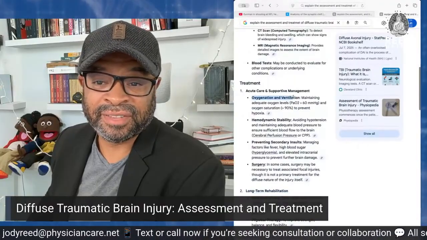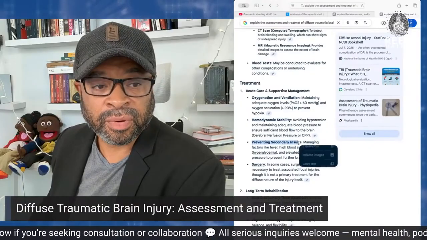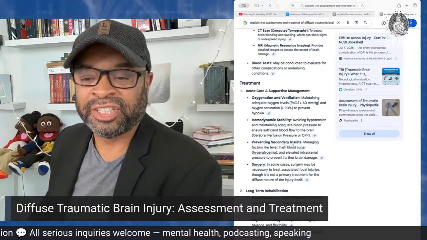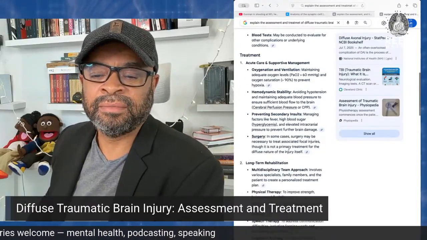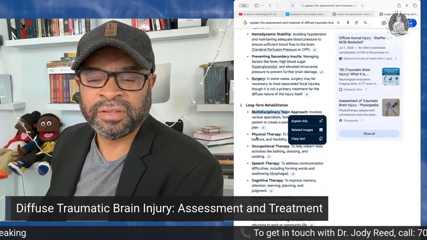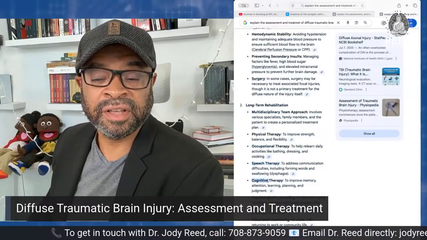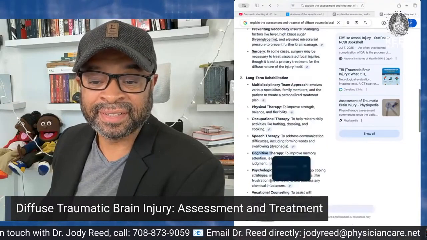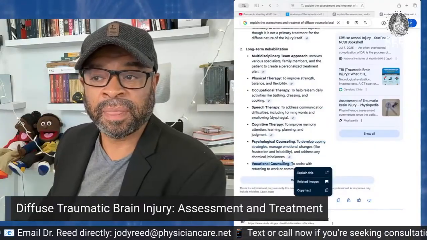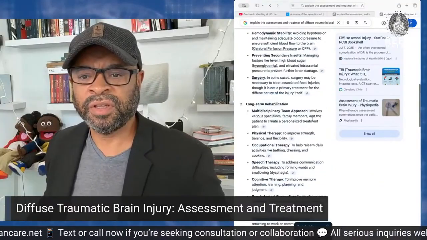Right. Treatment, acute and supportive management, and then long-term rehab. Look, oxygen and ventilation, stabilize the blood pressure, prevent other problems by managing everything correctly, right? So you don't want a fever, you don't want high blood sugar, things like that. Long-term stability. Again, the multidisciplinary treatment approach, physical therapy, right? Occupational, getting around the house, speech, communication, cognitive, alertness, awareness, psychological counseling, support, vocational counseling, basically being able to assess the person's skills and help him get back to work.